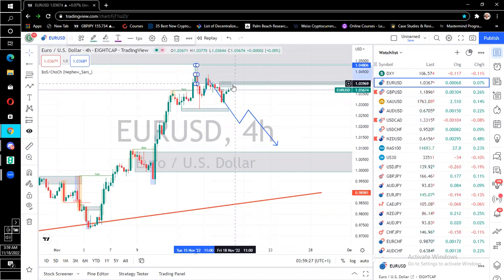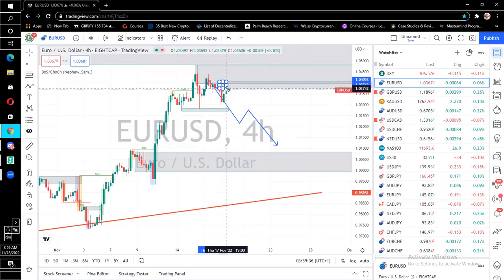Sorry, let me clean this up a bit. So I want to see them come down to this level. I'll do this clearly. All right, and then sell down. So anything from this particular point here, we'll be expecting them to come to the downside.